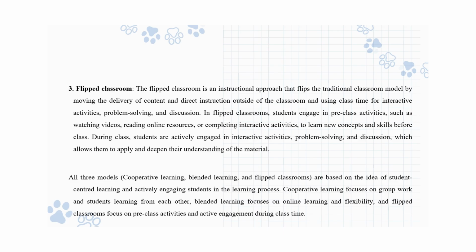During class, students are actively engaged in interactive activities, problem solving, and discussion, which allows them to apply and deepen their understanding of the material. All three models, cooperative learning, blended learning, and flipped classrooms, are based on the idea of student-centered learning and actively engaging students in the learning process. Cooperative learning focuses on group work and students learning from each other. Blended learning focuses on online learning and flexibility, and flipped classrooms focus on pre-class activities and active engagement during class time.